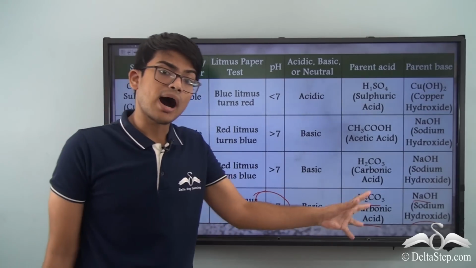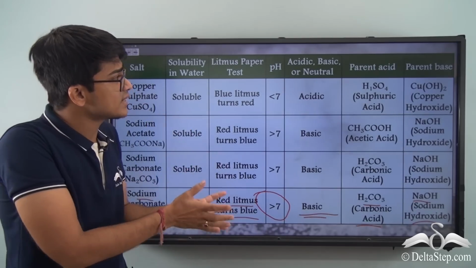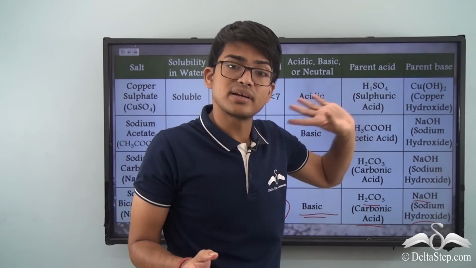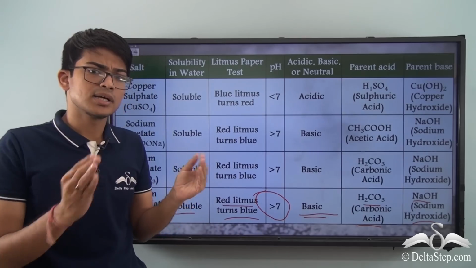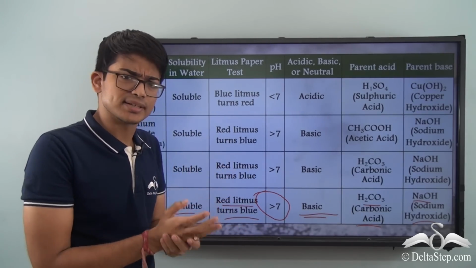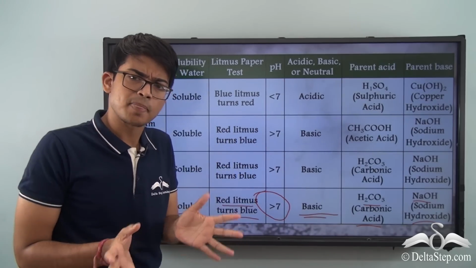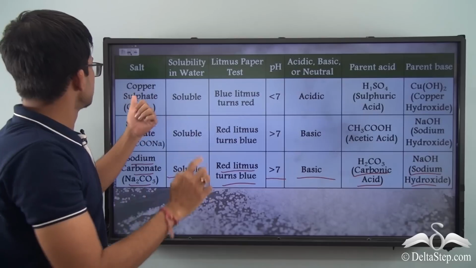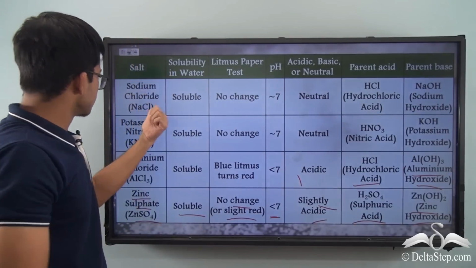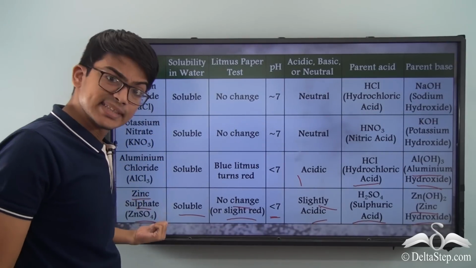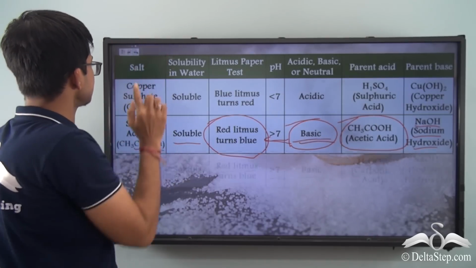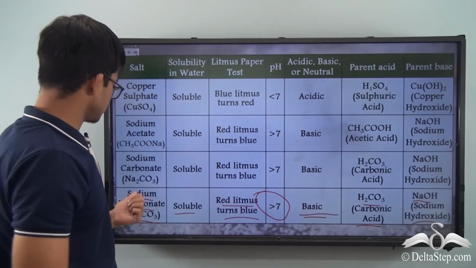So you saw how the final result, acidic, basic or neutral, varies depending on the parent acid or parent base. So it's very important to understand. In this video we particularly focused on an experiment. We took different salts: sodium chloride, potassium nitrate, aluminium chloride, zinc sulfate. These were the initial salts, and then we had copper sulfate, sodium acetate, sodium carbonate and sodium bicarbonate.